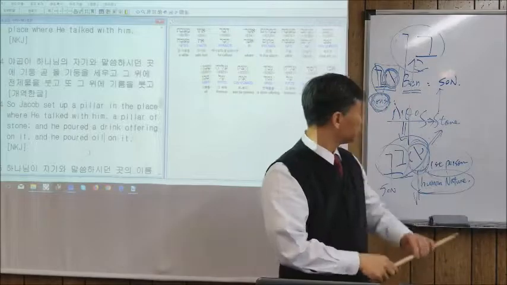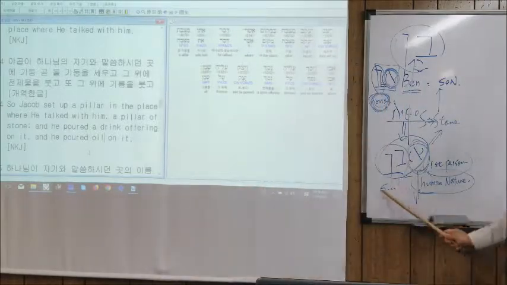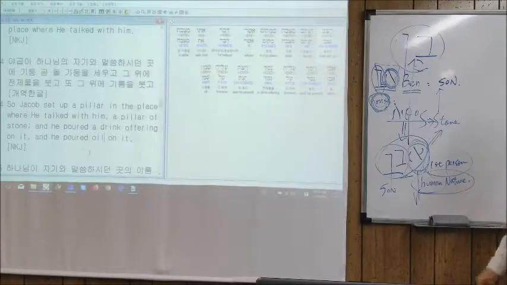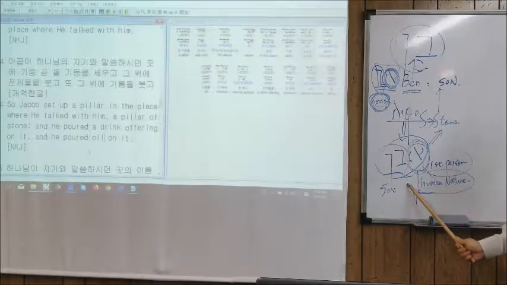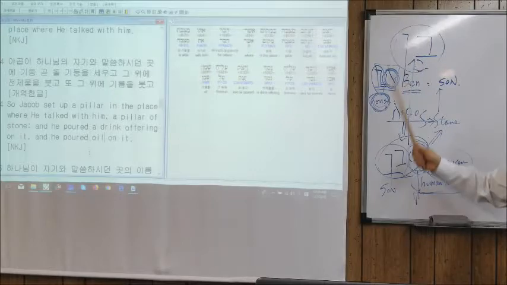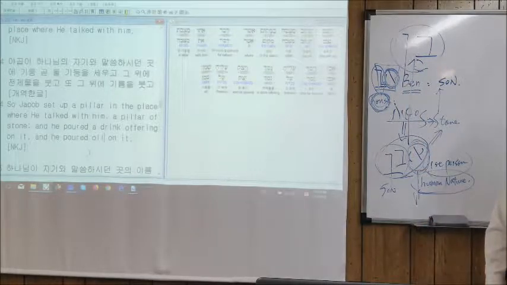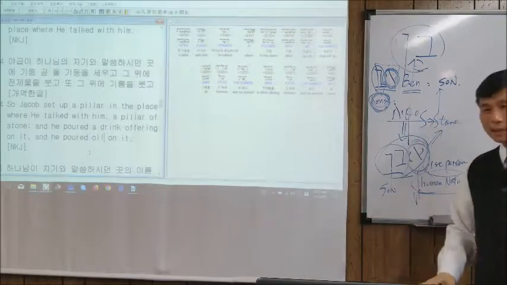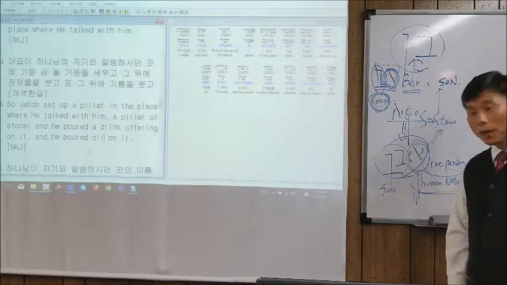And Jacob changed from Jacob to Israel. Man changed to son of man. Son of man, son of God. So stone becomes son through the knowledge of God, through rhema.